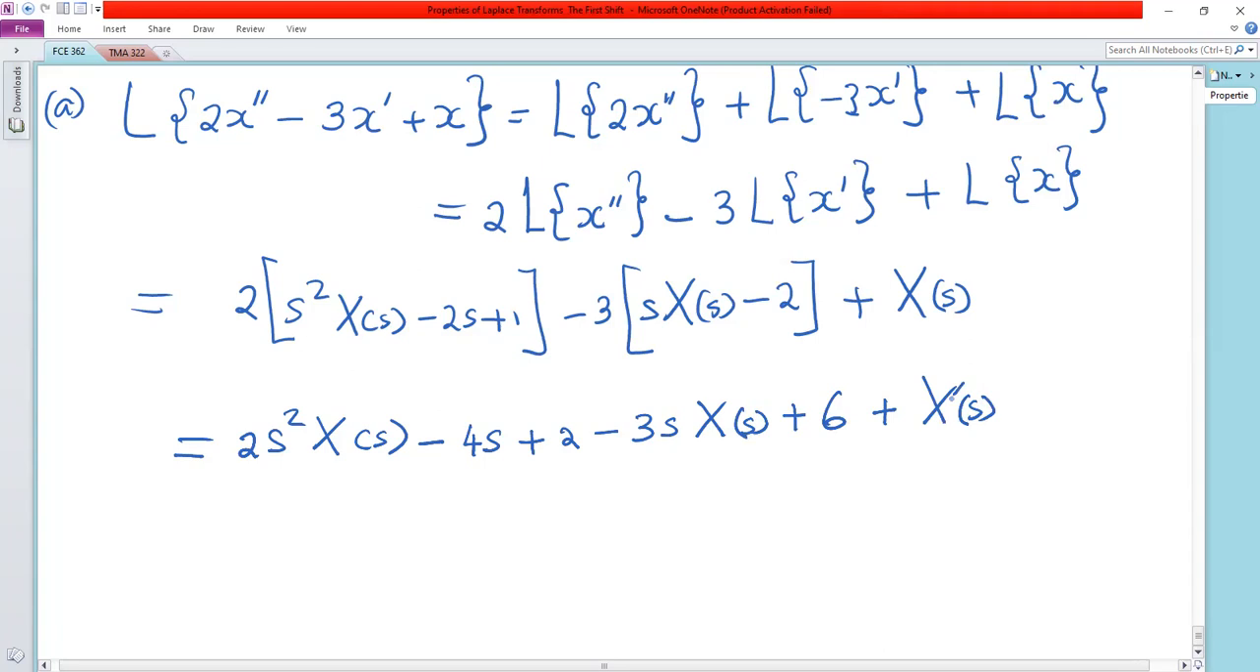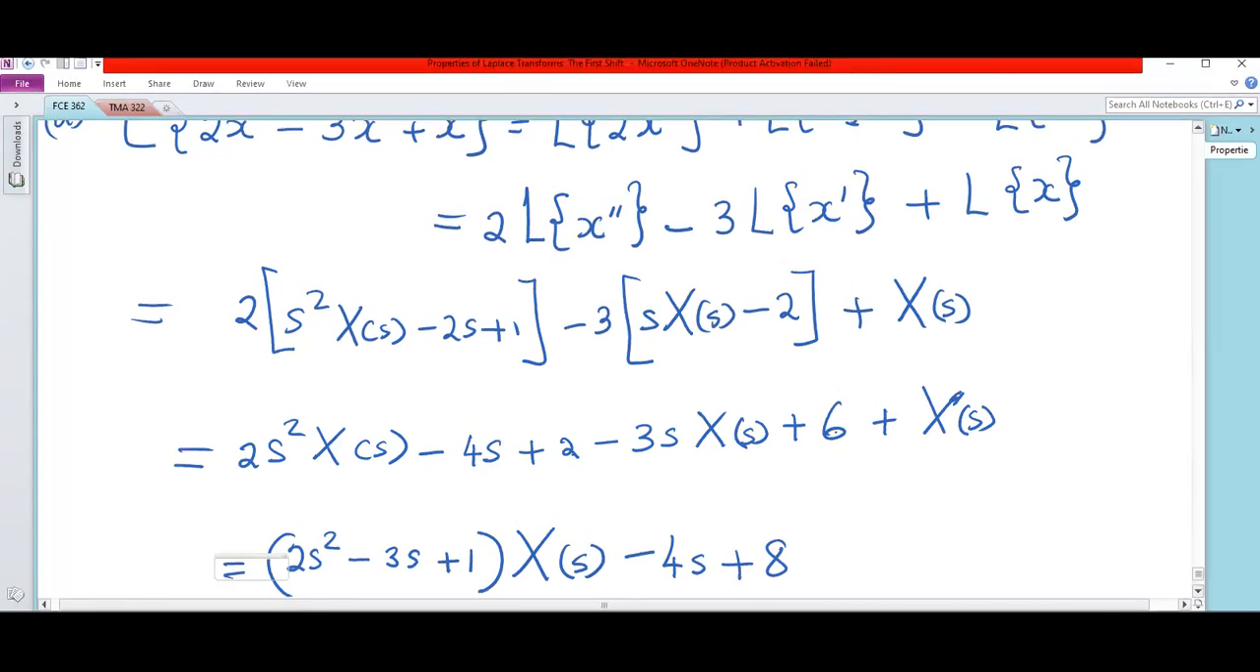Now we collect like terms, those terms with capital X. So I'll have 2s squared minus 3s plus 1, the coefficient, times capital X of s, and then minus 4s, and then 2 plus 6 is 8. So therefore this will be the answer to the first part.